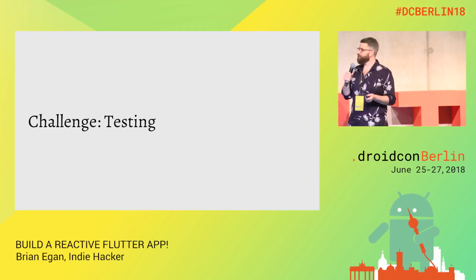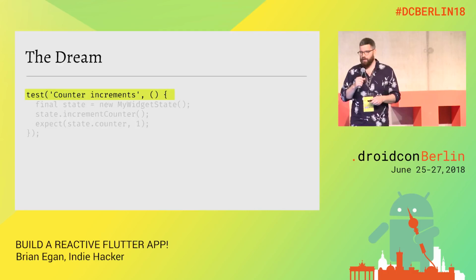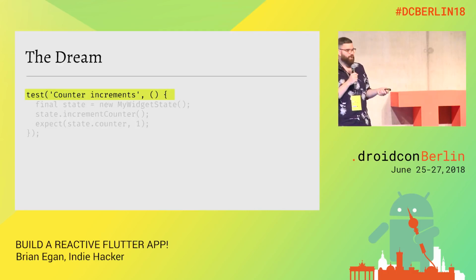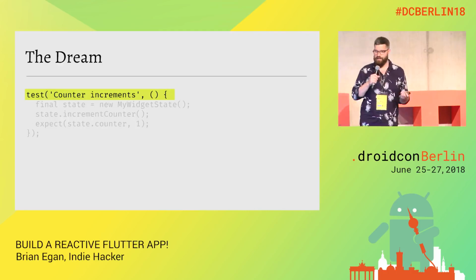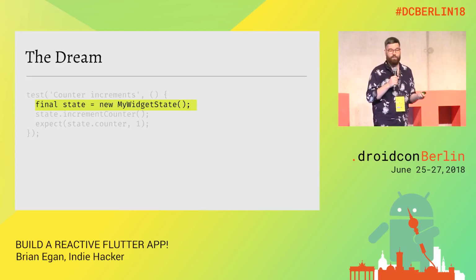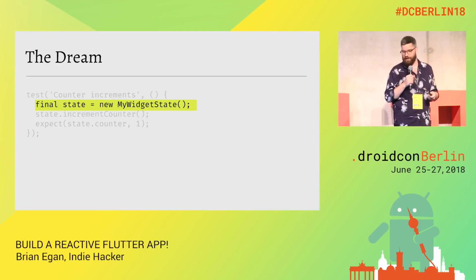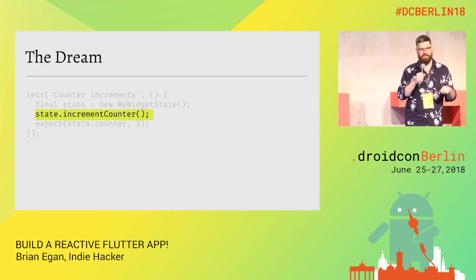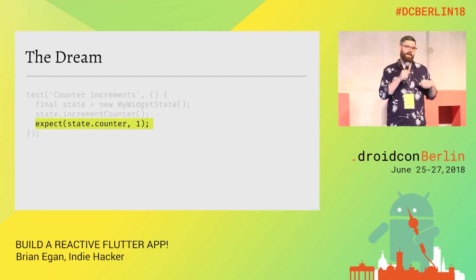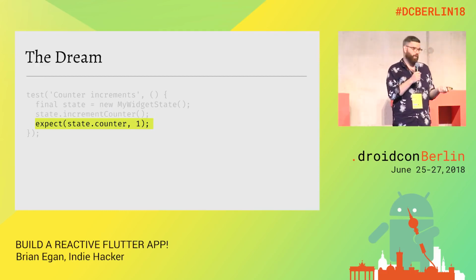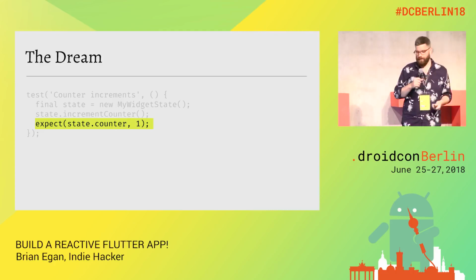And so I thought, okay, let's just see how testing works. What I was hoping to do is write a pure Dart test, just saying that the counter can be incremented. I was hoping I could just instantiate the state class directly, call the increment counter method, and then finally say, okay, I expect the counter to be 1 now instead of 0.